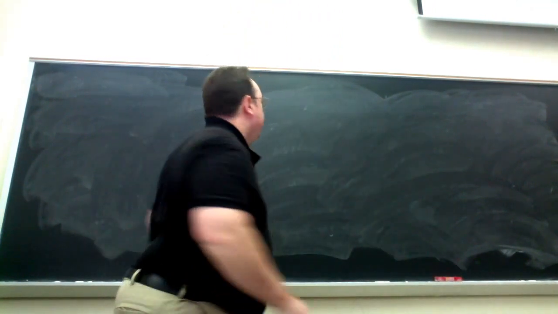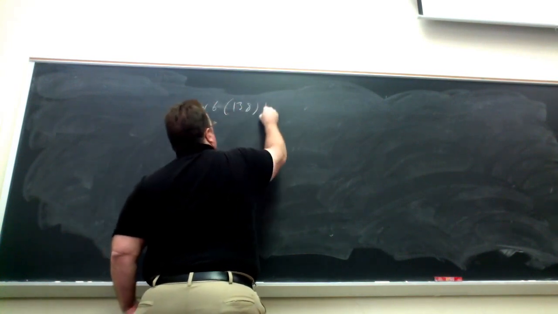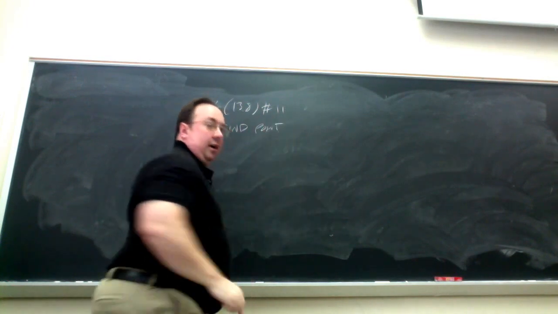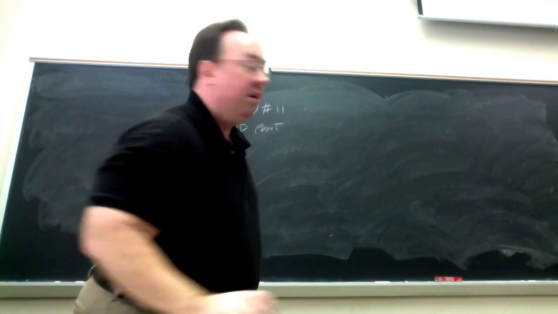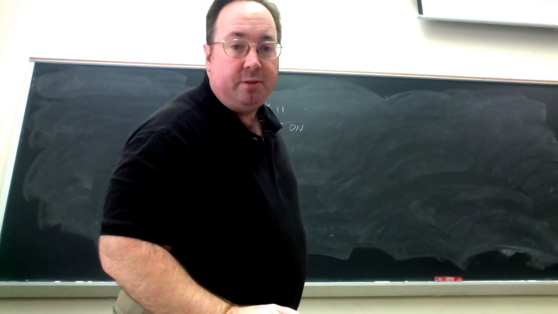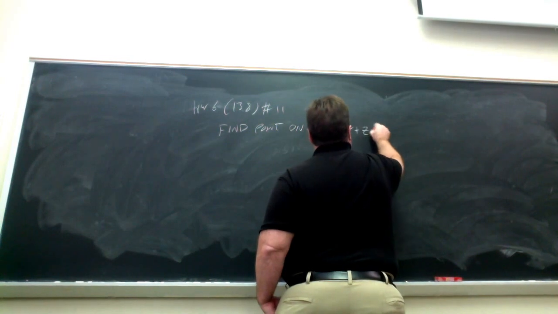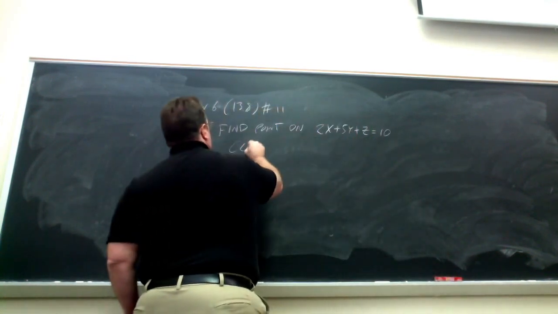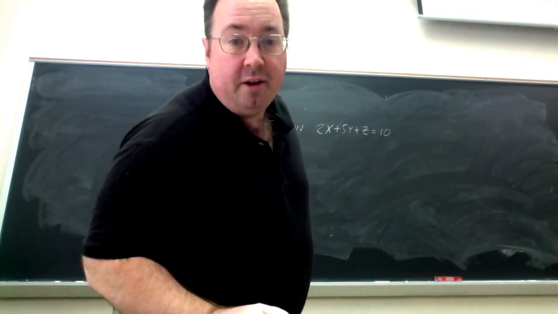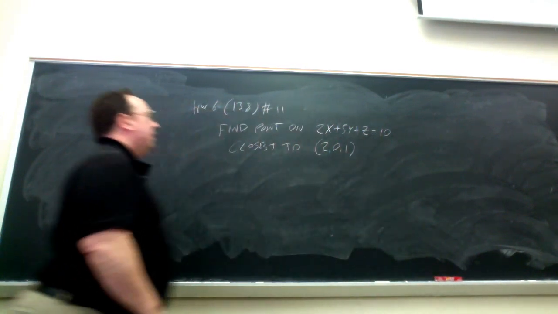All right. So this is homework 6, number 11. This is: find the point on the plane 2x plus 5y plus z is equal to 10 closest to, nearest the point 2, 0, 1.